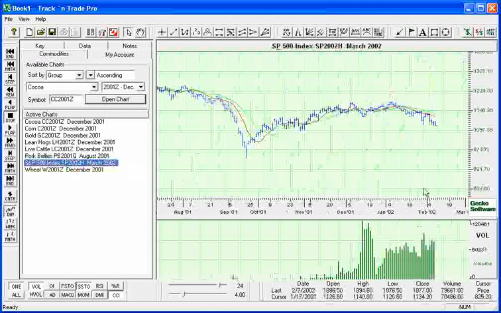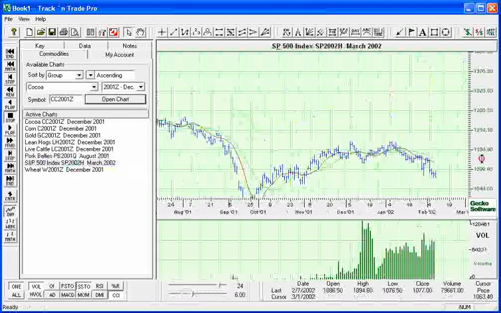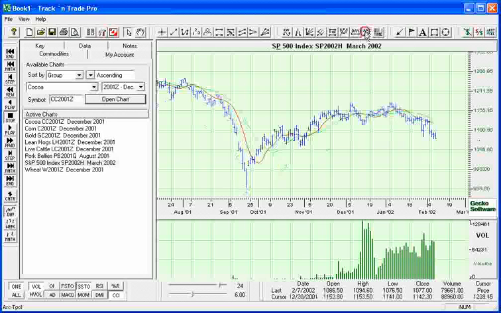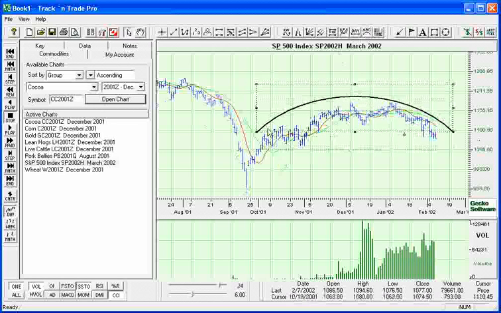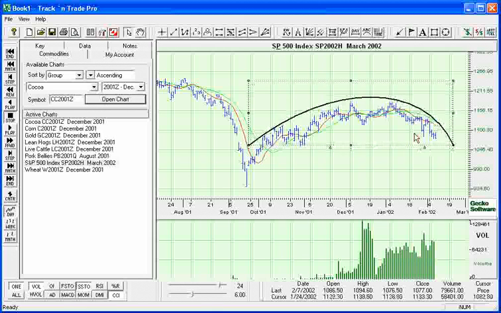Let's look at one more, S&P 500. Here's another nice little rounded top formation. Put that right into position here. And then of course we can grab our little handles and kind of give a better accuracy to it. There we go, another nice little rounded top formation.